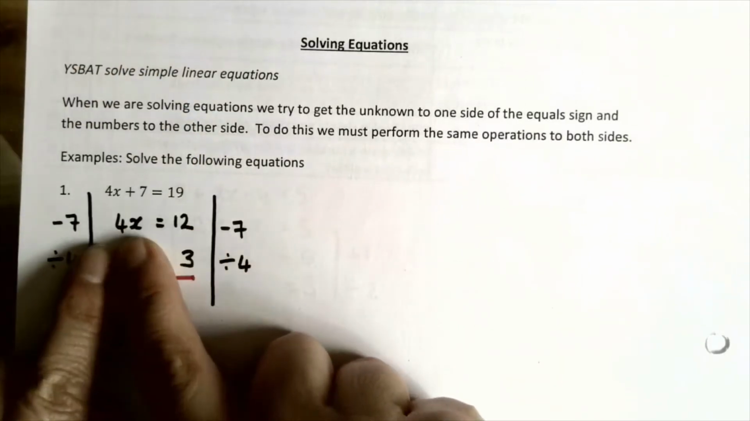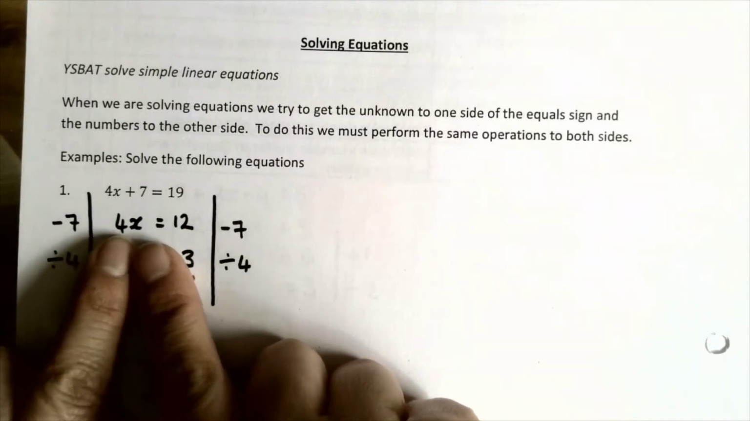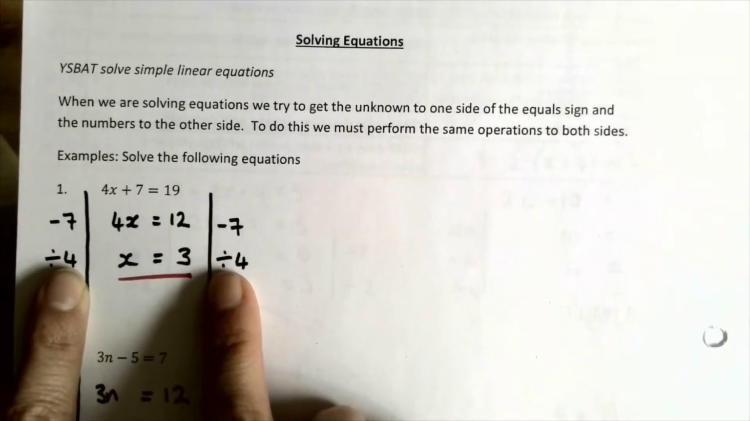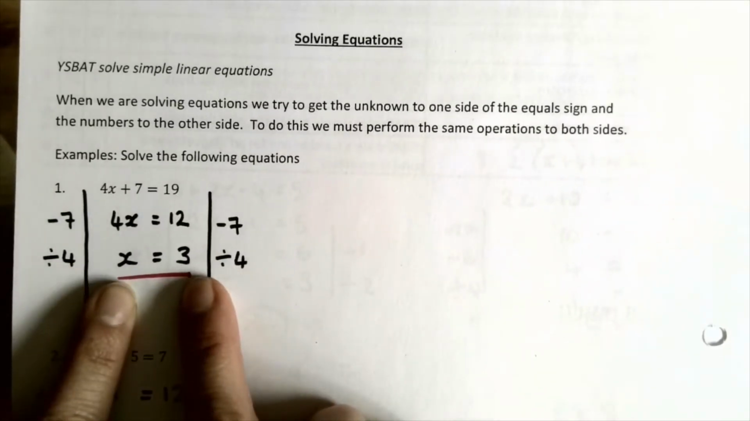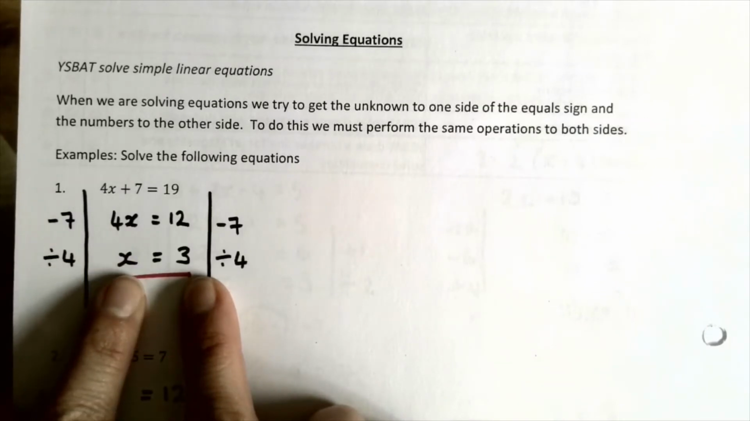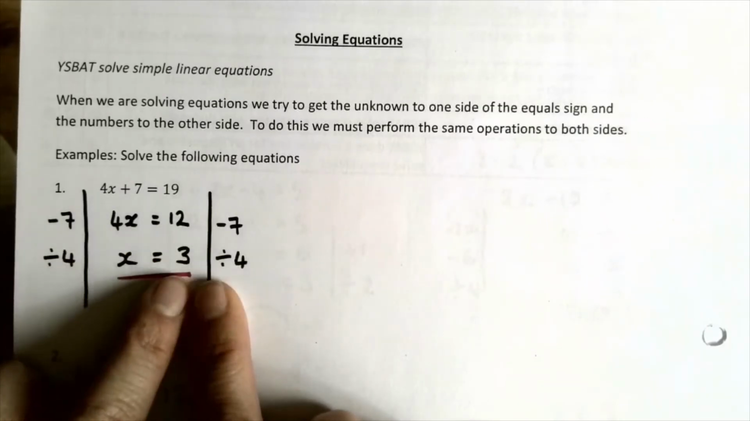Then we need to get rid of this 4. So 4x means that x is being multiplied by 4. So we do the opposite of that and we divide by 4. And we do that to both sides. So we end up with x equals 3. Because 4x divided by 4 gives us x. 12 divided by 4 gives us 3.